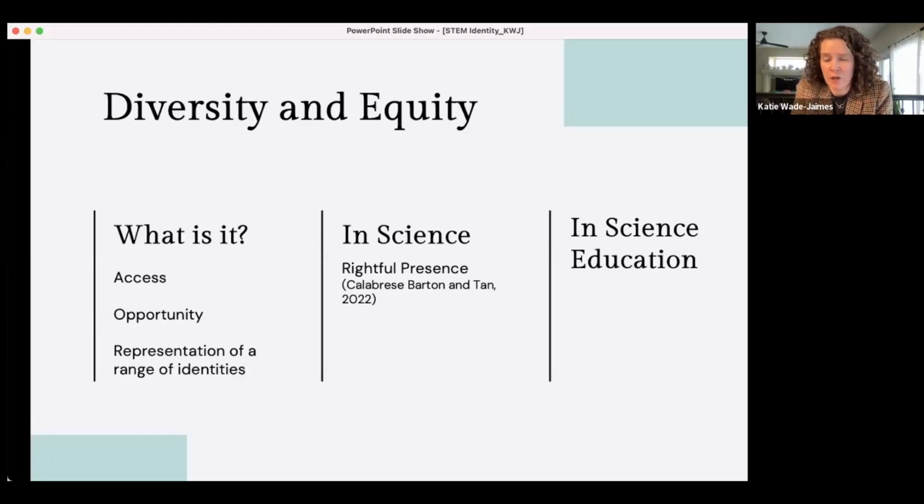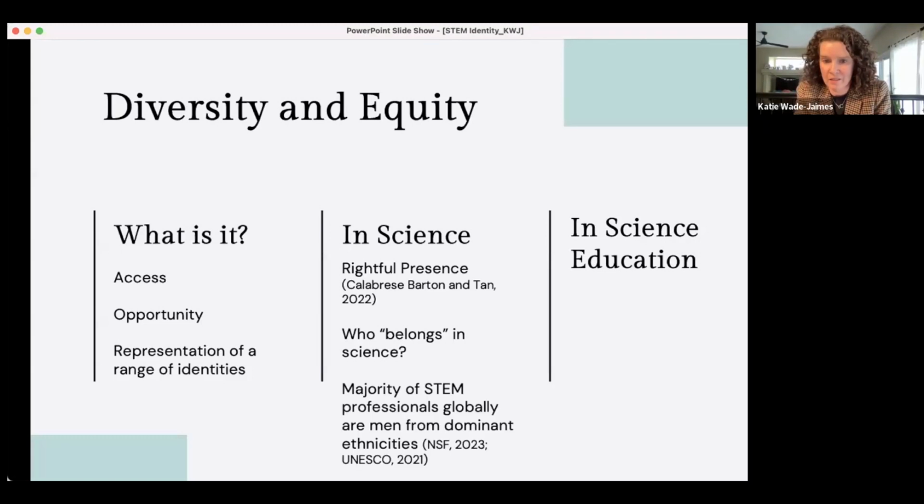Specific to science, there are a few frameworks that we think about when we think about identity, diversity, and equity. And the first one is called rightful presence. And so we're going to think about this a lot today. Who belongs in science, or who is allowed to feel as if they belong in science? Who has a rightful presence in science and in the science classroom? So thinking about how do we define that, and what messages are we sending about who belongs in science?